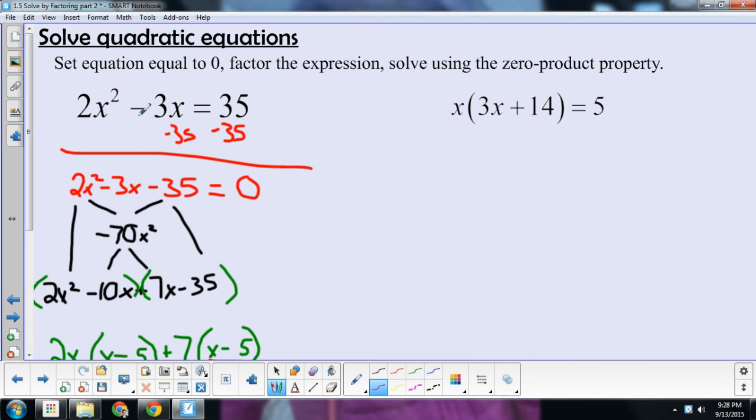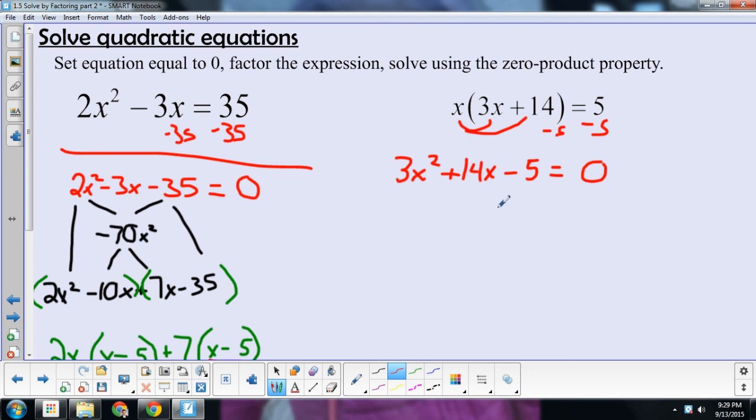We'll try one more. Again, does my equation equal 0? No. Are there parentheses? Oh my goodness. What a mess. Let's get this equal to 0 first. I don't like parentheses early, so I'll go ahead and distribute, which will give me 3x squared plus 14x. I will also subtract the 5 all in one big giant step. So I'll have a minus 5 here, and I'll have an equals 0 over here.